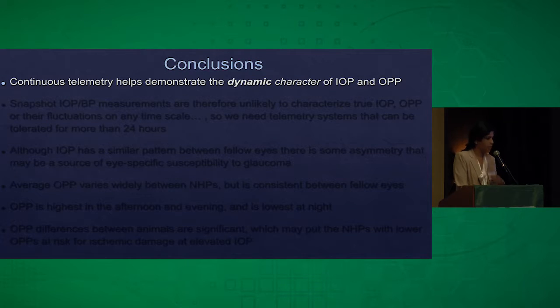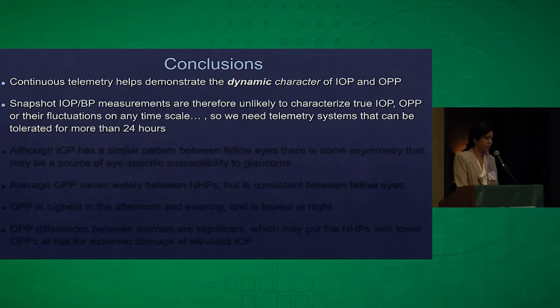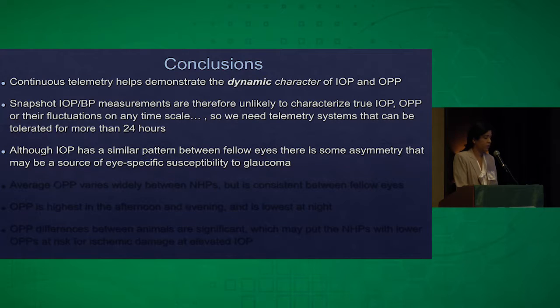In conclusion, continuous telemetry helps demonstrate the dynamic character of IOP and ocular perfusion pressure. Snapshot measurements are therefore unlikely to characterize the true IOP, OPP, or the fluctuation on any time scale. We need telemetry systems that can be tolerated for more than 24 hours. There are contact lens-based measurements that can be put on the eye, but they're not tolerated for more than 24 hours. Although intraocular pressure has a similar pattern between fellow eyes, there's some asymmetry which could be a source of eye-specific susceptibility to glaucoma.